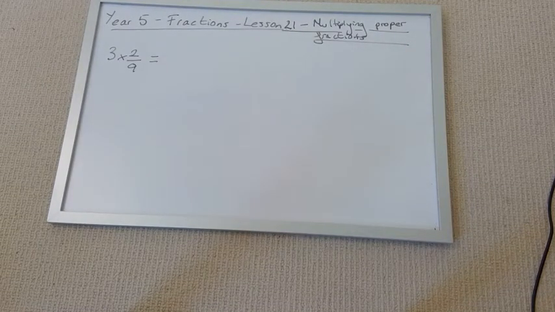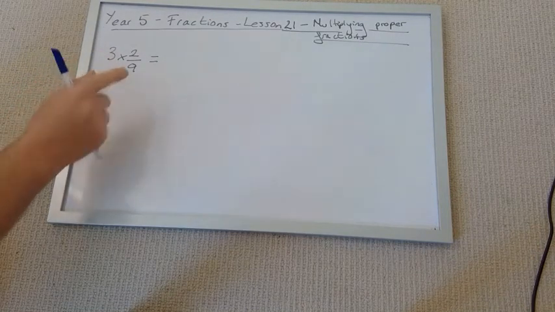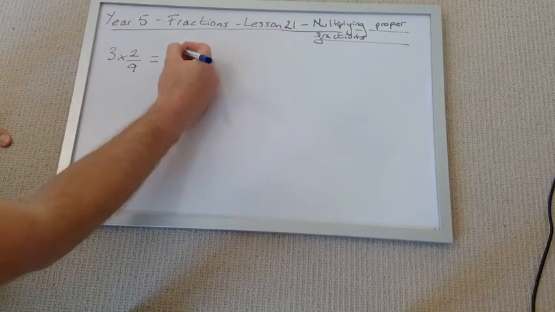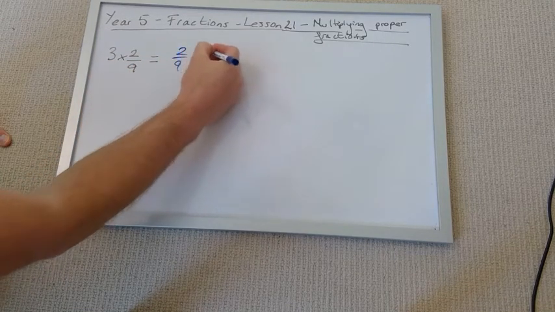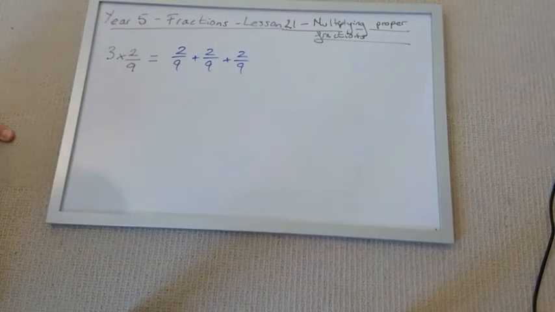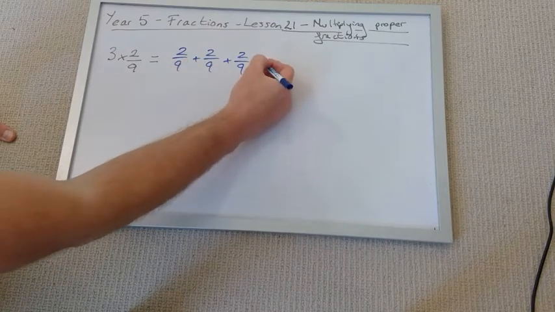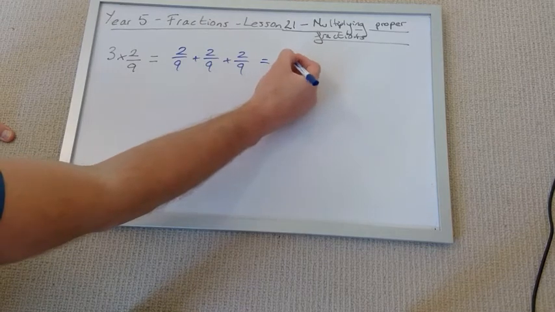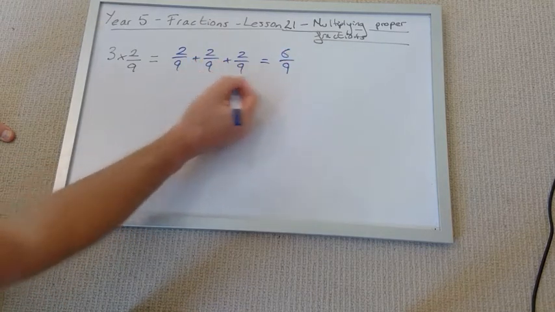Okay, so the first problem we're going to look at is 3 times 2/9. The first strategy we're going to use is the same as we did yesterday with unit fractions. We're going to use repeated addition. So this time we want 3 groups of 2/9. So it's a simple matter of writing out our fraction 3 times: 2/9 plus 2/9 plus 2/9. When we add fractions, the denominator stays the same, still ninths, and we end up with 6/9. 2 plus 2 plus 2, 6/9.